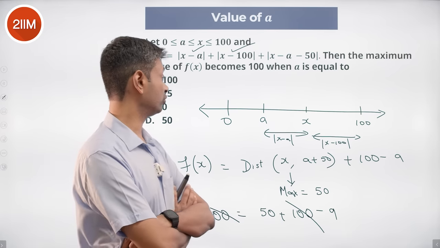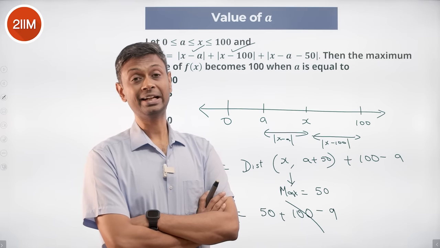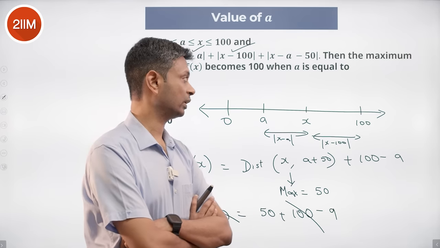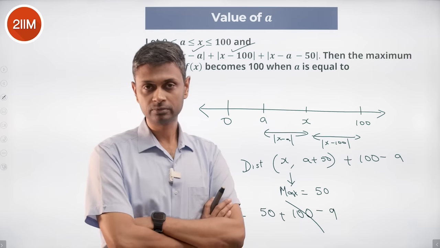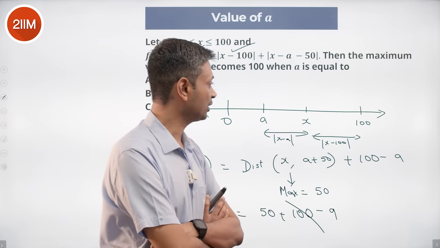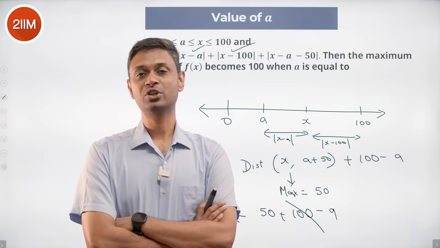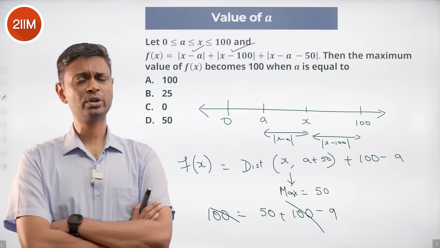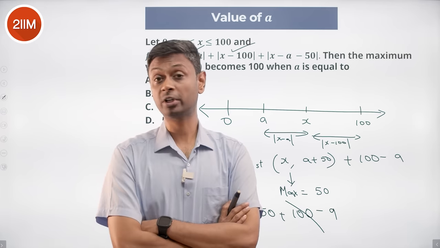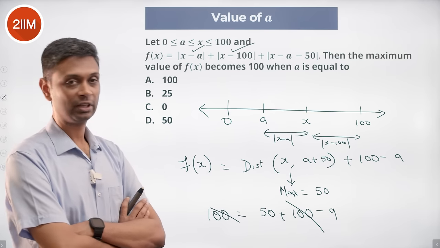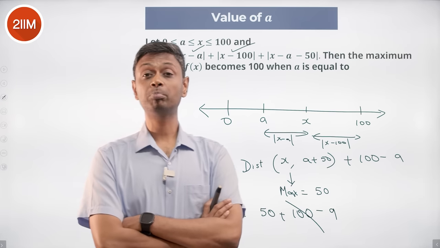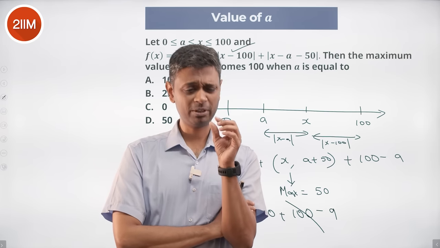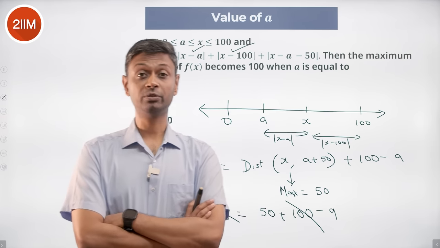And we have a scenario where 0, 50, 100, and x is in between 50 and 100. In that case, the maximum value of f of x will be 100 minus a plus x minus (a plus 50), in which case when x is 50, that's when the maximum will reach out to 100. Absolutely delightful question. Super difficult, super tough. Right? So we have to reframe this. Modulus of p minus q is the distance between p and q on the number line. That's a funda. We grab onto that, bunch of these questions become that little bit more doable. And that's something that we should look to grab onto.